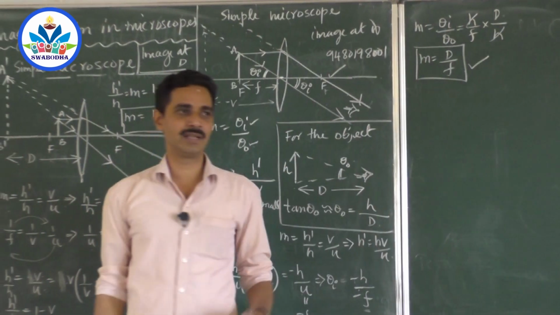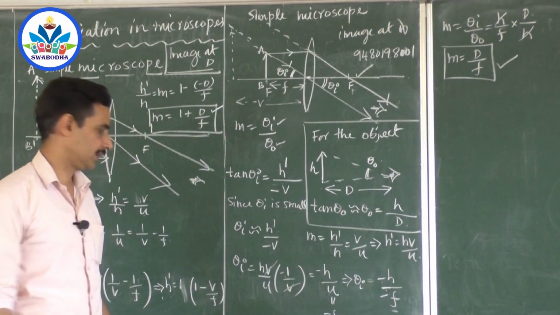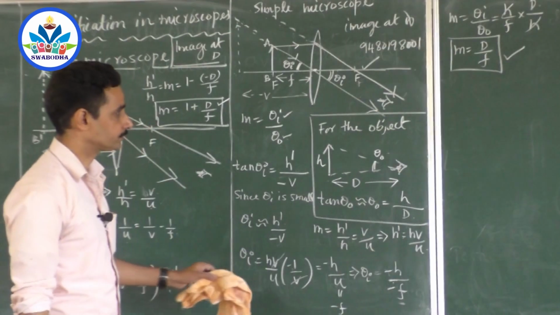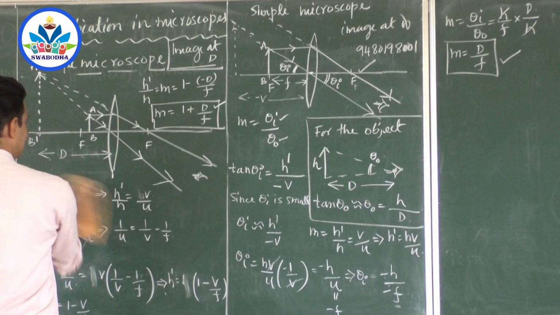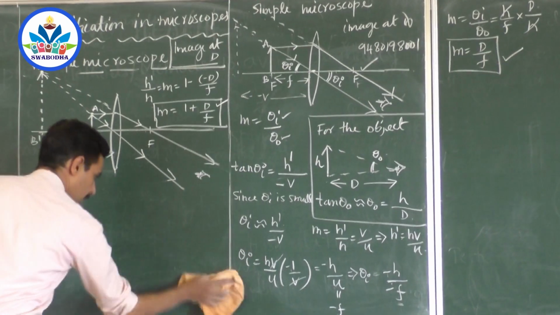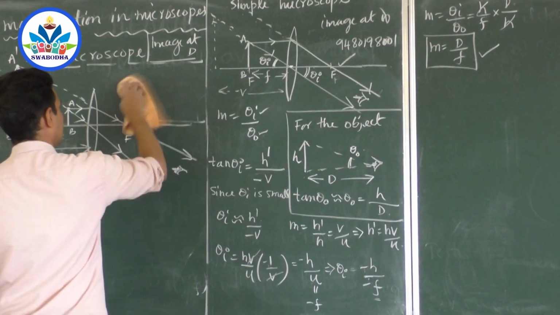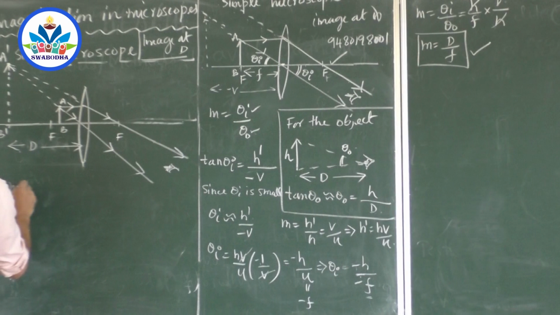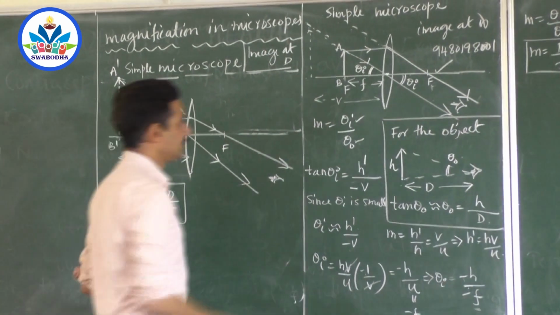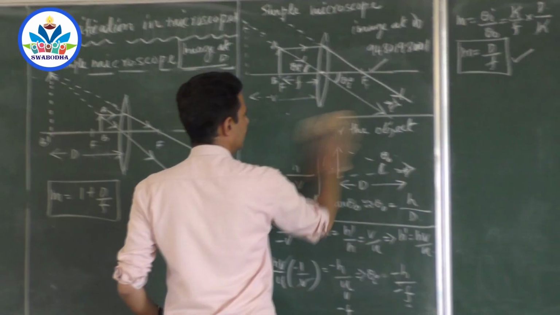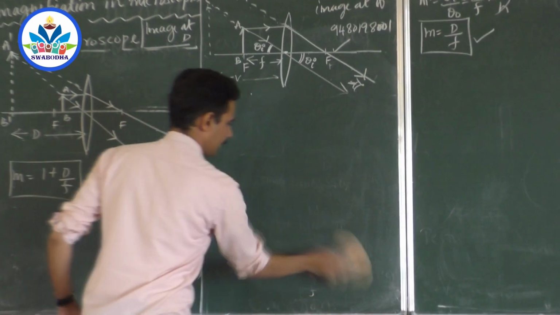So magnification in the case of a convex lens, simple microscope, and image at infinity. Shall I rub this and write it here only in short? I'll write it in short. So this is a simple microscope, and the image is at the least distance of distinct vision. The image is not at a very large distance. So magnification is 1 plus d by f. Okay, simple. And this is image at infinity. Okay, and magnification is d by f. That's all. Capital D by F.